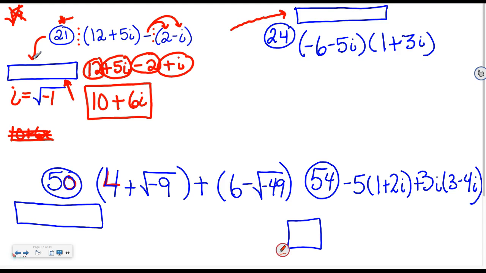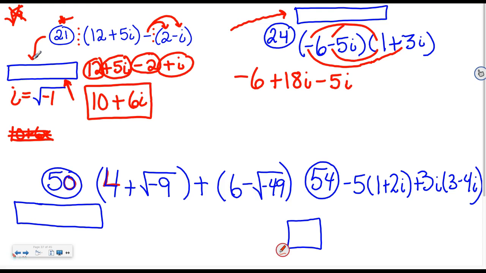You will multiply first term times first term. -6 times 1 is a -6. Then you'll go to the outside and you'll do a -6 times a positive 3i, which is a positive 18i. Then you'll do a -5i times a +1 on the inside for -5i. And lastly, you'll do a -5i times 3i for -15i squared.